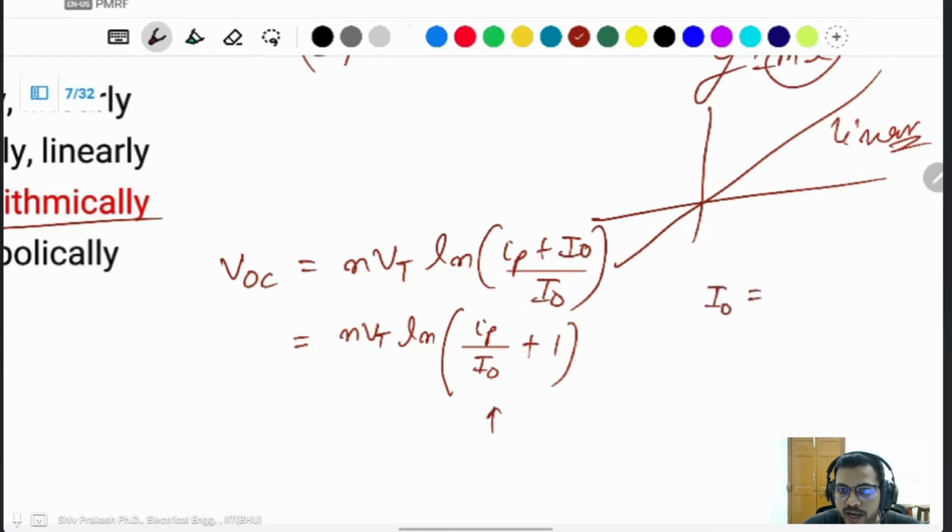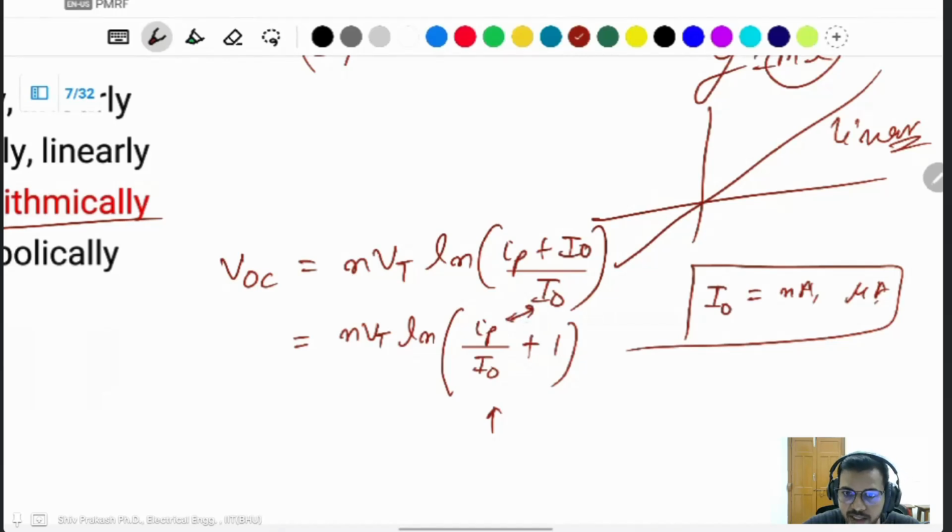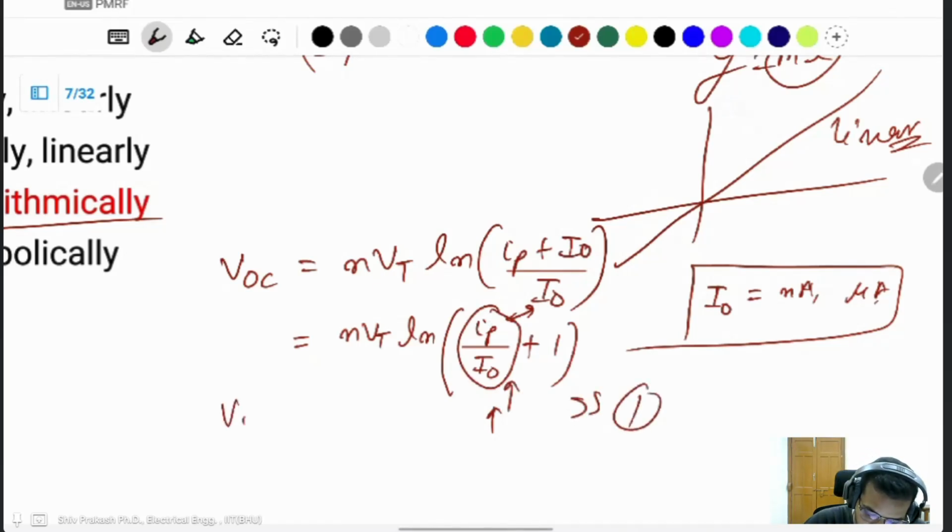It will be in nanoampere, or some microampere, point something microampere or nanoampere. And IP, the photon current, will be in the current rating, like 1 ampere or 0.5 ampere. That's why this value is huge, much greater than 1. Then VOC will be n VT ln of IP divided by I naught only.